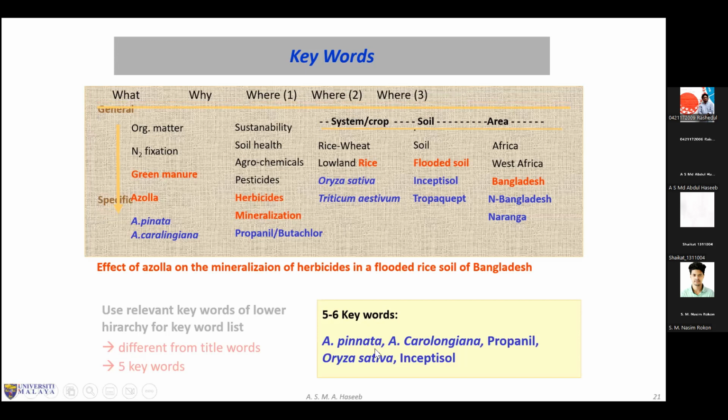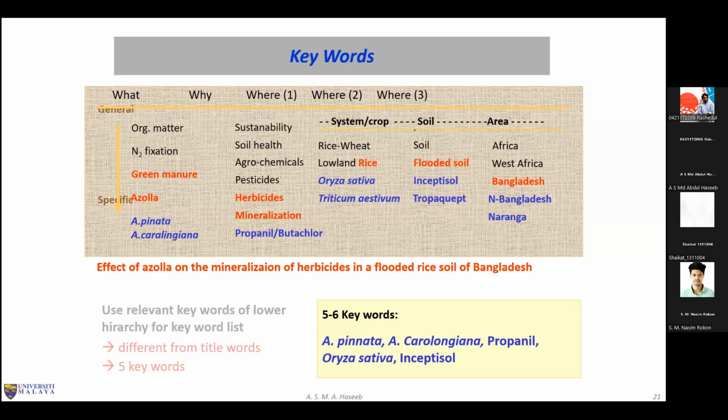Let me hide this. So Azolla pinnata, Azolla caroliniana, propanil, Oryza sativa, insecticide. So these are the proper keywords because they cover more detail than the title. So your title and your keywords together cover quite a wide space. So anybody who is using keywords which fall into this space will be able to capture your paper and they will find you easily.